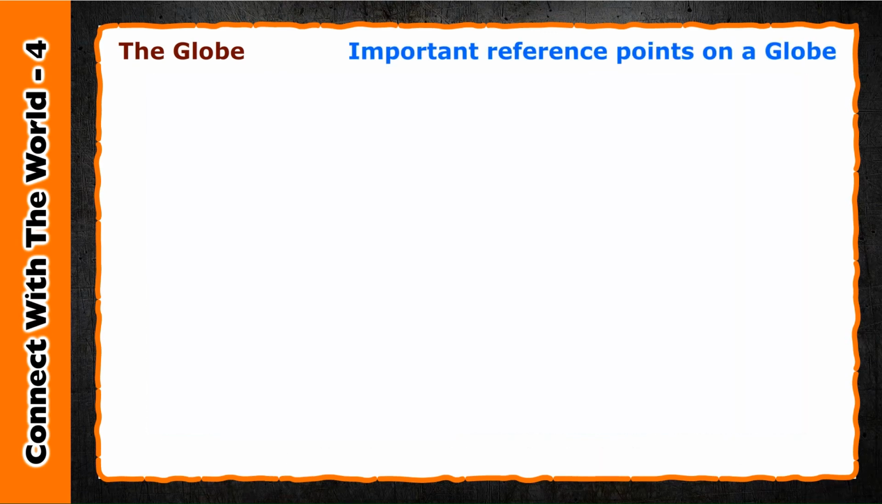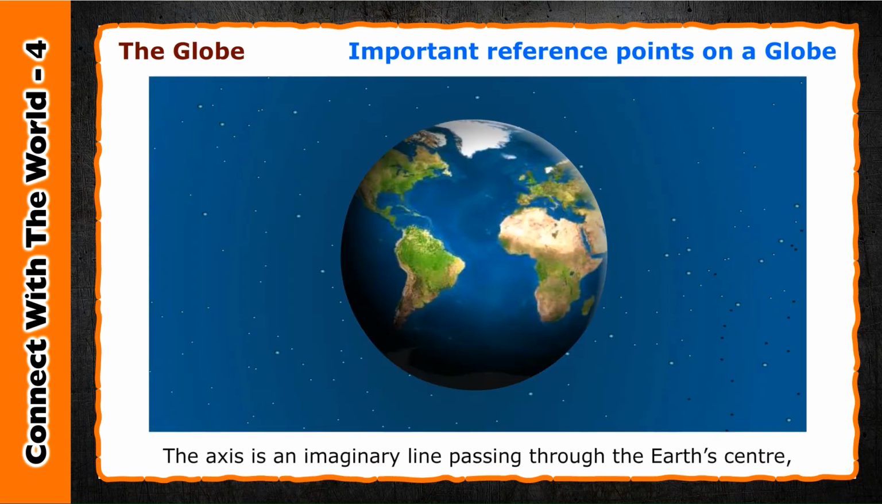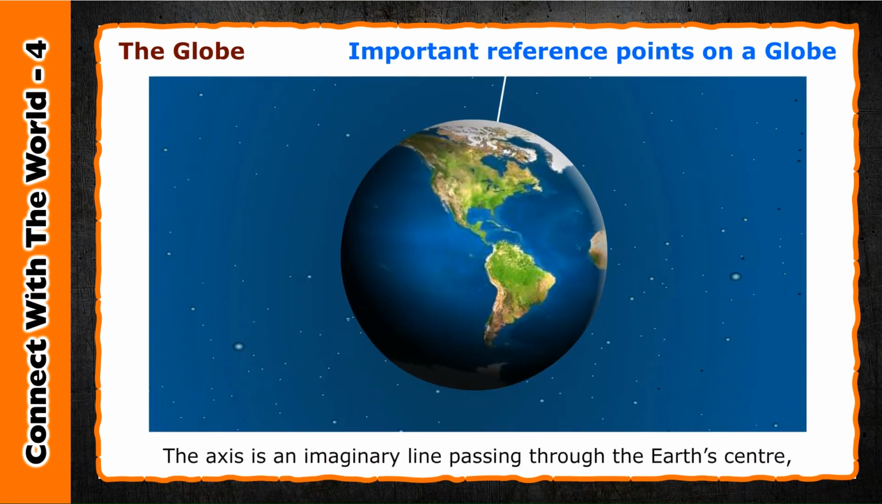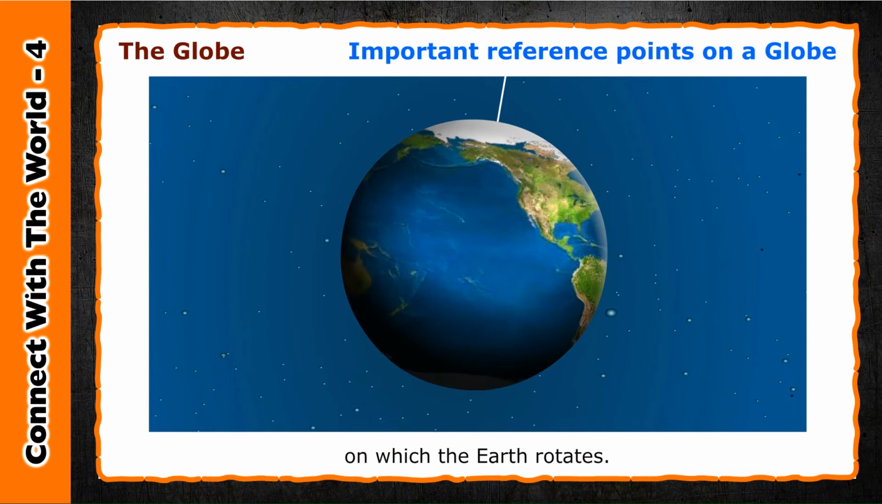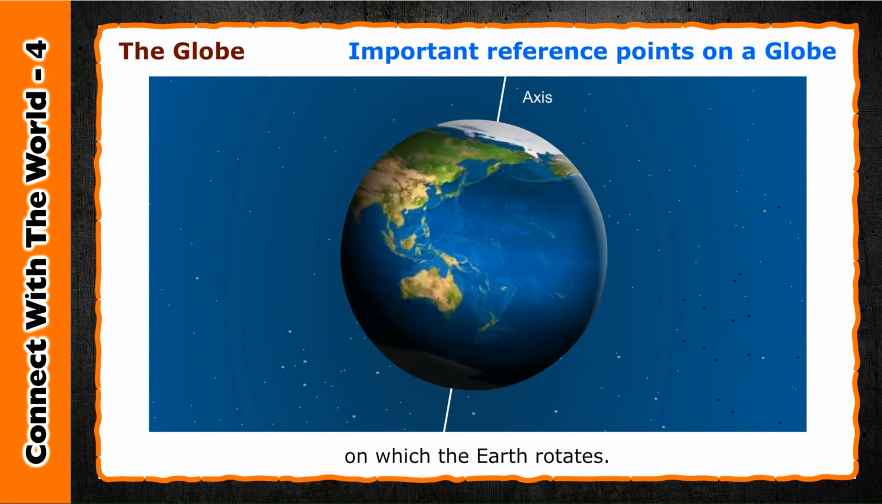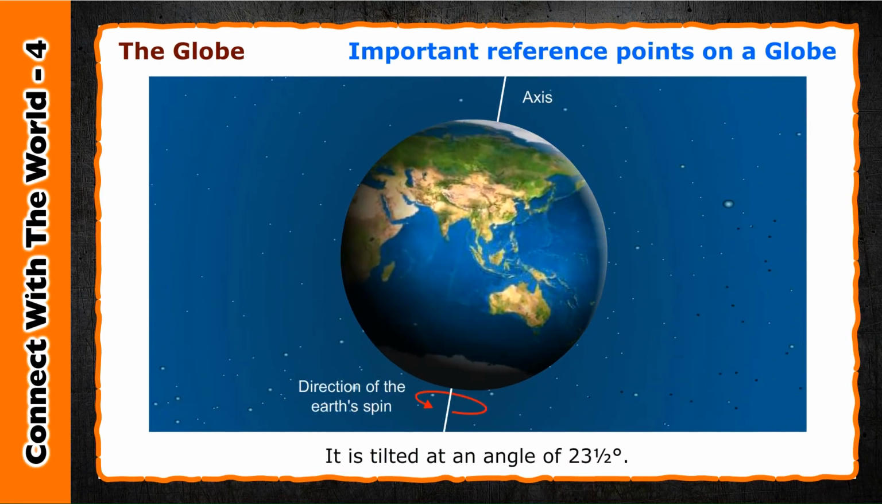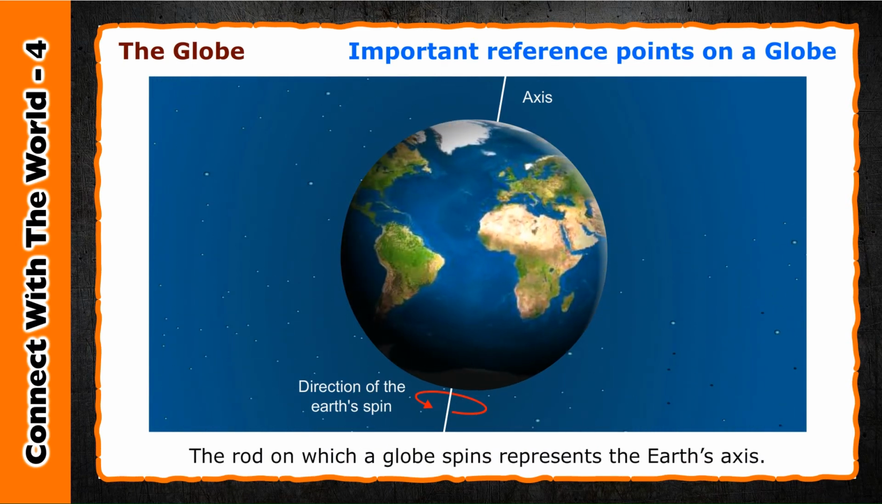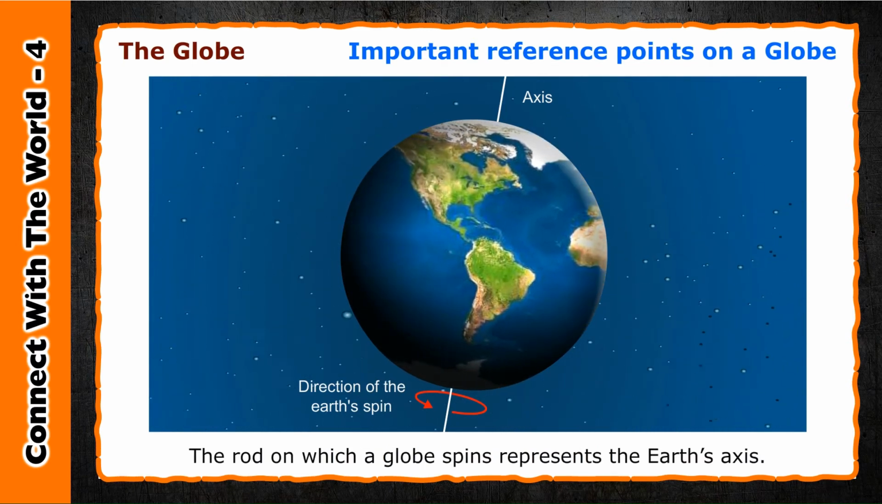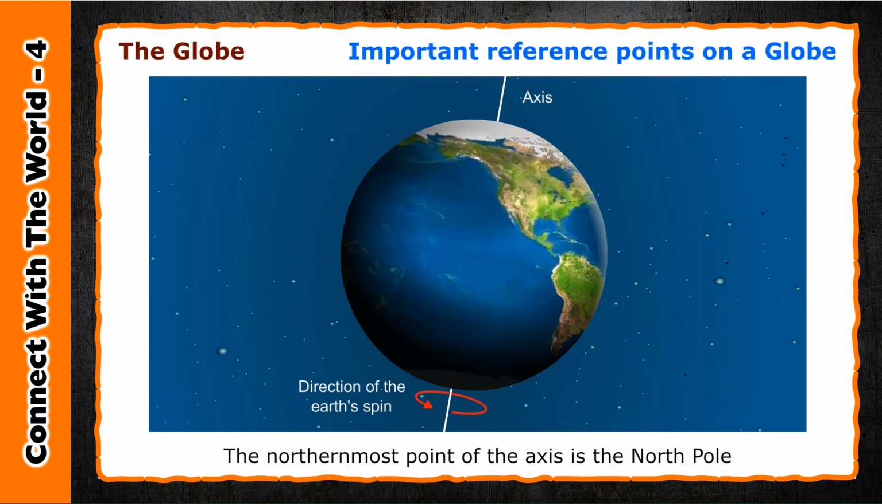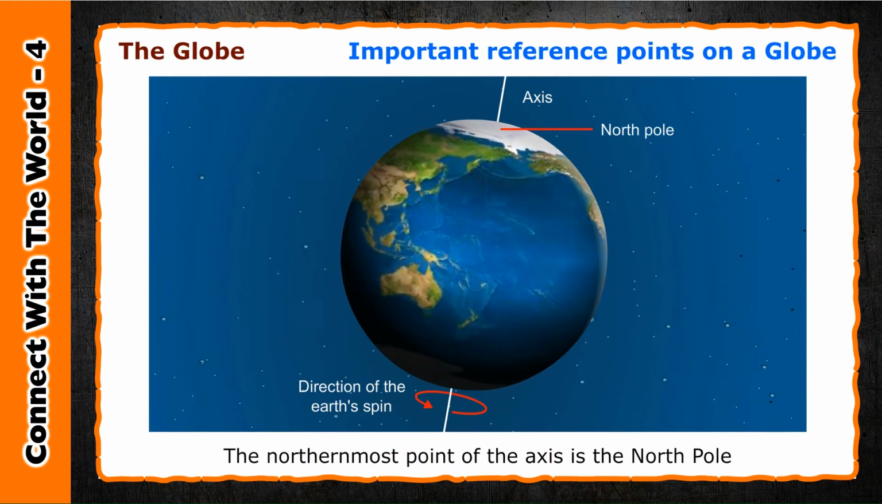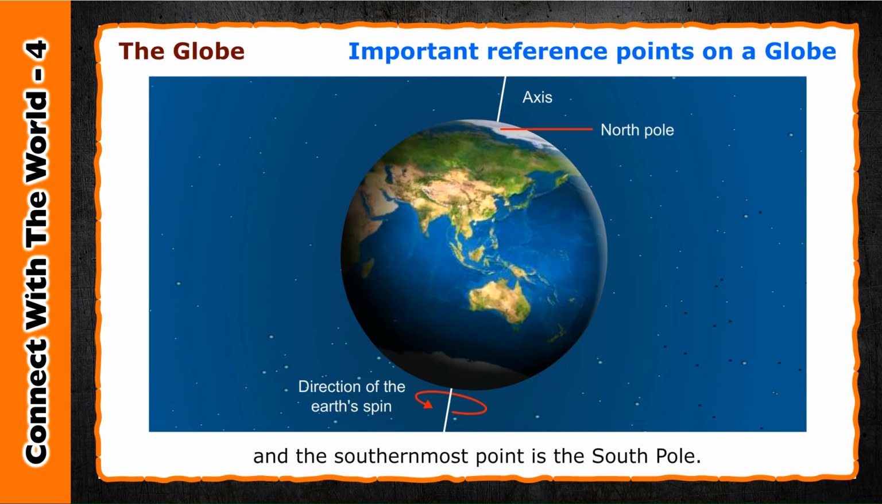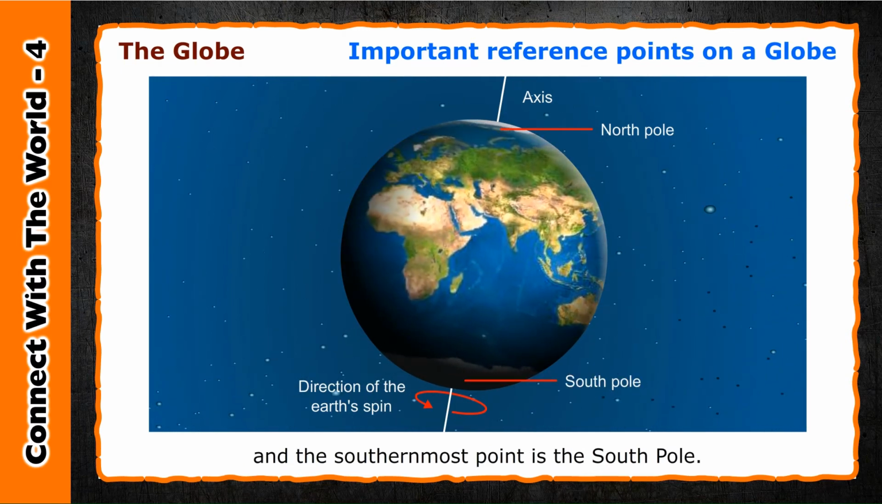Important reference points on a globe. The axis is an imaginary line passing through the Earth's center on which the Earth rotates. It is tilted at an angle of 23.5 degrees. The rod on which a globe spins represents the Earth's axis. The northernmost point of the axis is the North Pole and the southernmost point is the South Pole.